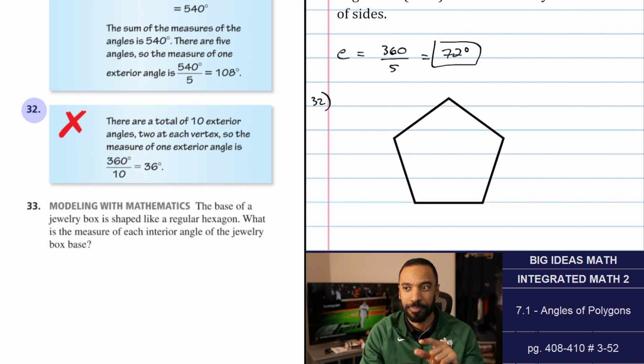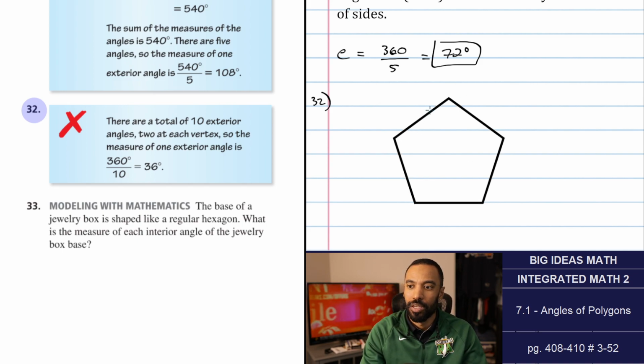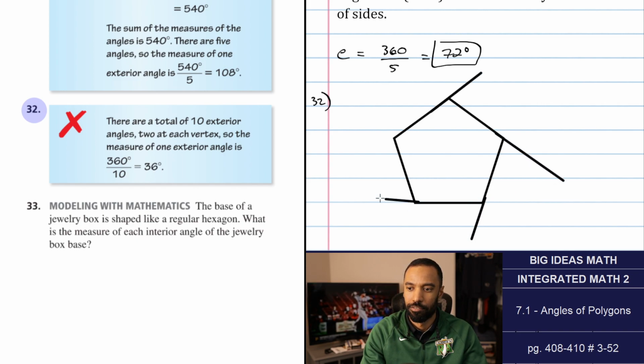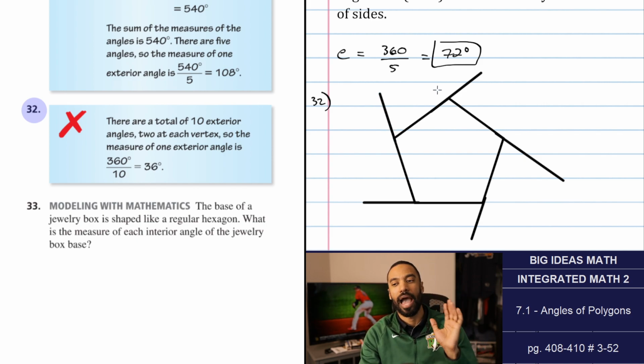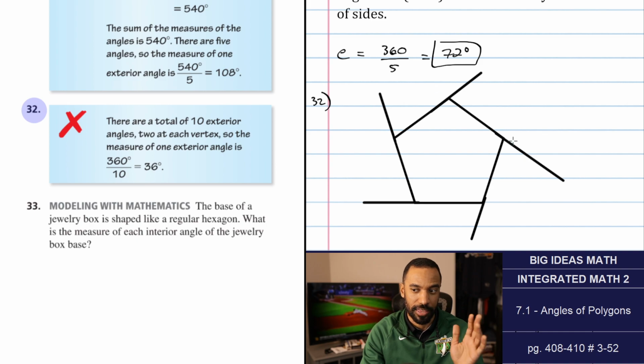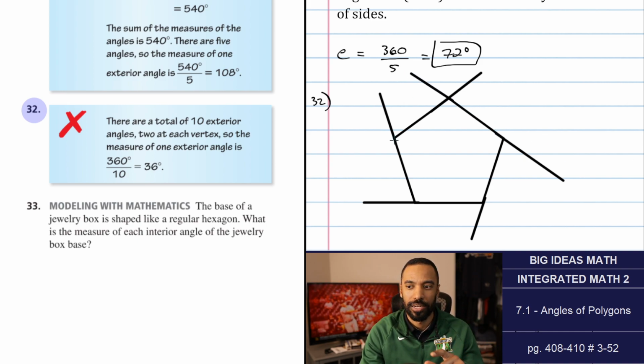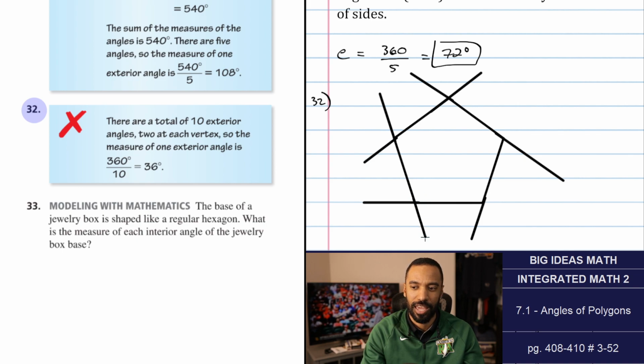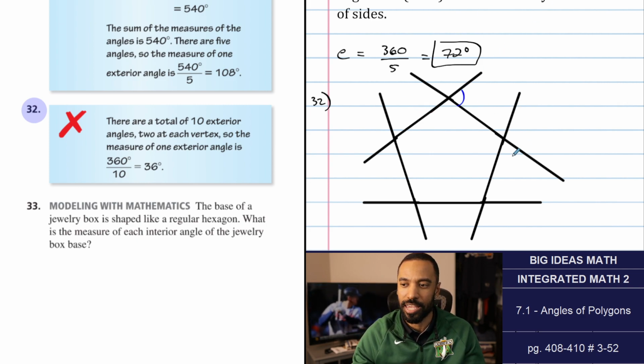Okay, in a pentagon, there should be 5 exterior angles. 1, 2, 3, 4, 5. How did I know to extend these directions and not the other directions? You could have done either, but you don't do both. 6, 7, 8, 9, 10. This is what they're doing. They're taking what should have been just a single exterior angle measure at each of these here.